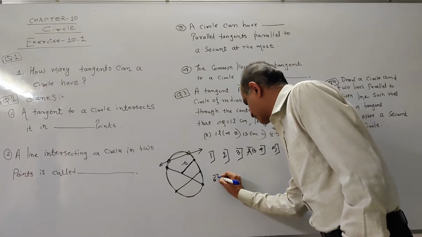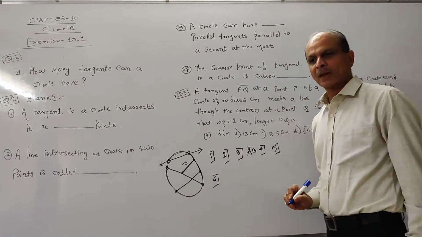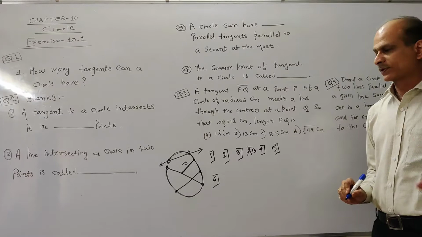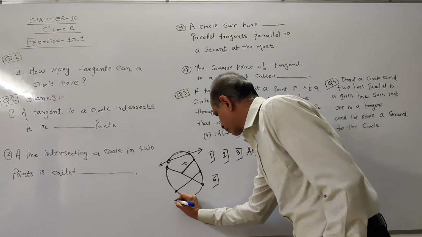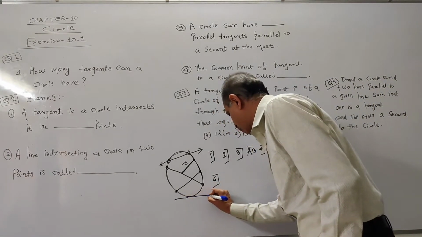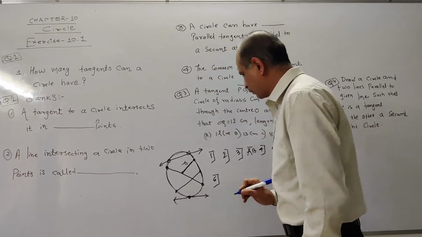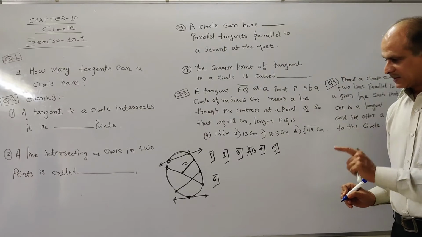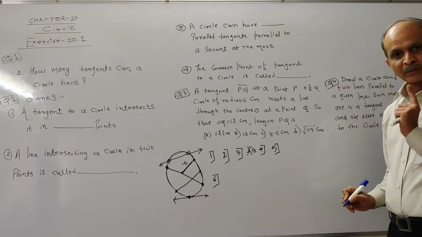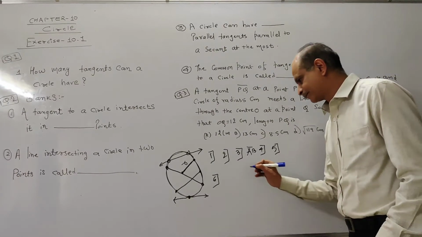Then we have discussed the concept number 6, and that is tangent of a circle. A line which intersects, or you can say touches, the circle at one and only one point is known as a tangent of a circle.